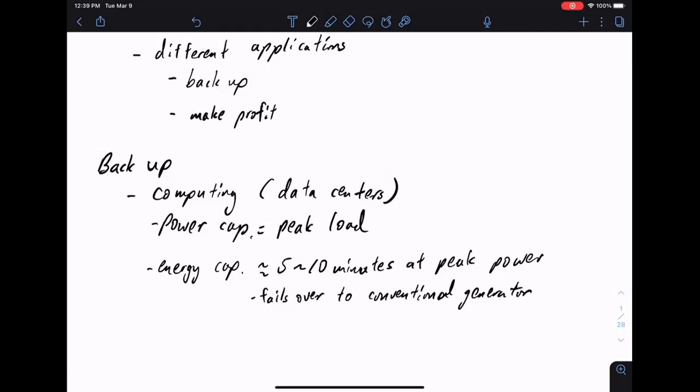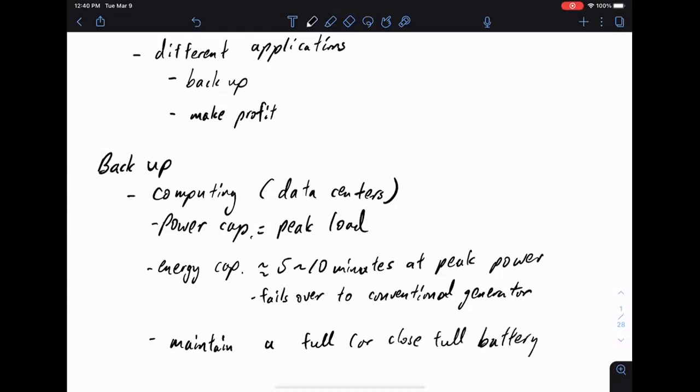So then maintain a full or close to full battery, right? The goal is just to maintain the battery fairly close to 100% SOC. Maybe not exactly 100 for lifetime reasons, but very close to it. You want a full battery that can kick in.